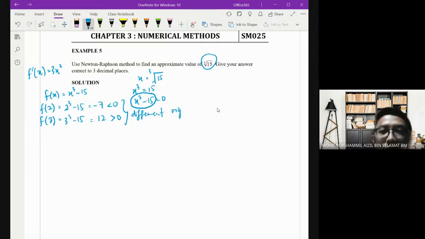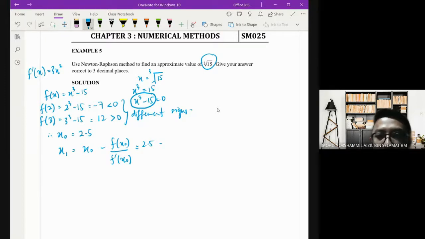Different signs. Tapi soalan ni dia tak suruh show pun. Tak payahlah nak buat function. Kita just nak dapatkan different signs ni. So means that we can use starting point as 2.5, antara 2 hingga 3. So then you can calculate your x1, x0 minus fx0 over derivative of x0. You akan dapat 2.5 minus 2.5 cube minus 15 divided by 3 times 2.5 square. You calculate lah dia.